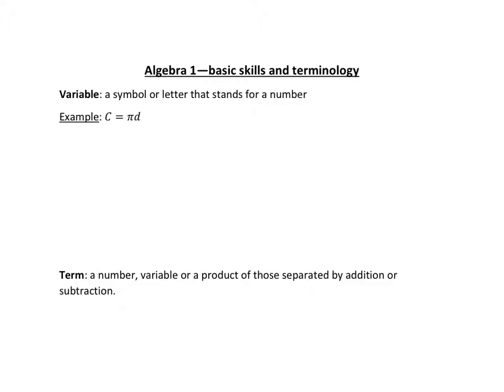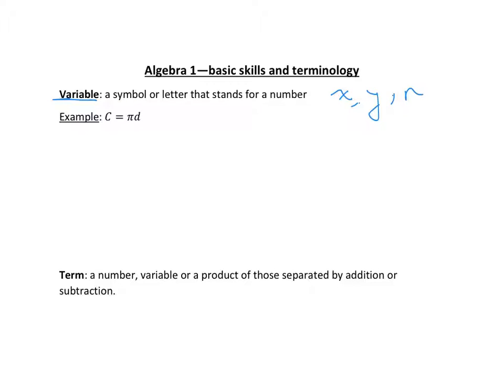In this lesson, we're going to look at some of the basic skills and terminology that we'll need as we move into algebra and solving equations. The first definition is a variable, and a variable is a symbol or a letter that stands for a number. Often we use variables such as x or y or n as letters that represent a value that we are trying to solve for. Another example would be in this formula, C equals pi d.